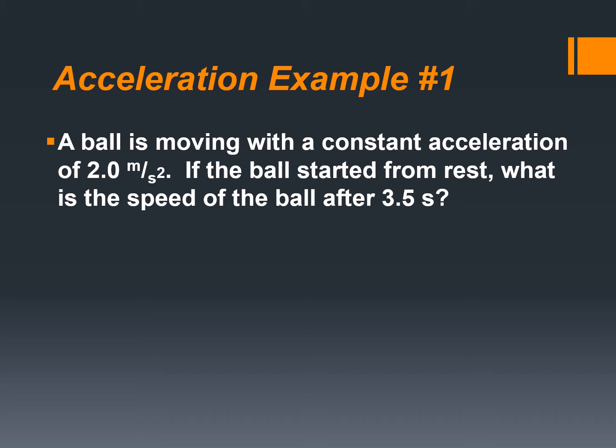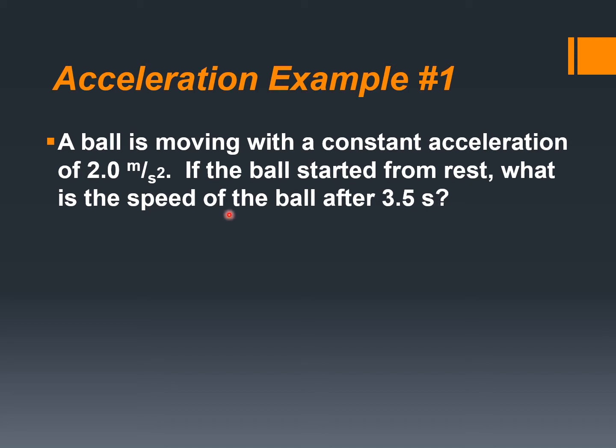Now the other way to do this is to figure out what we know, what we're looking for, what equation will get us from what we know to what we're looking for, and then to solve. We know that the acceleration is going to be 2 meters per second squared. We know that the initial velocity is going to be 0 because it says here it starts from rest. And then we know the time, which is 3.5 seconds.